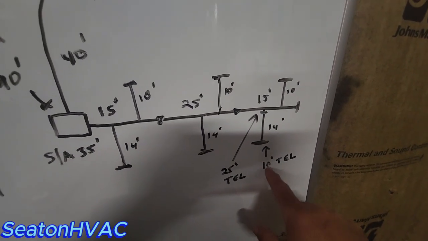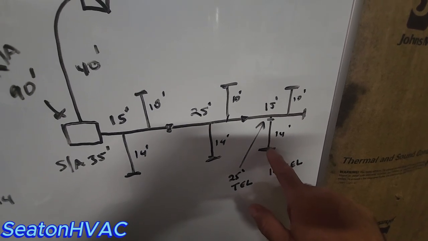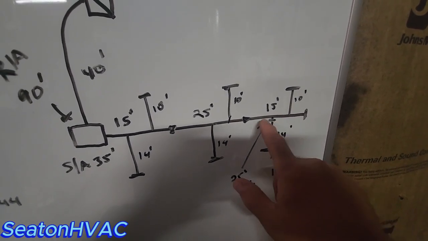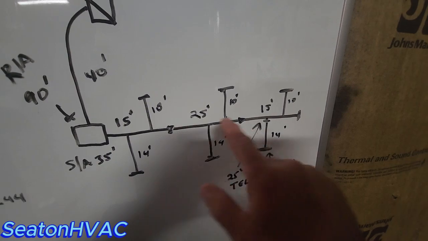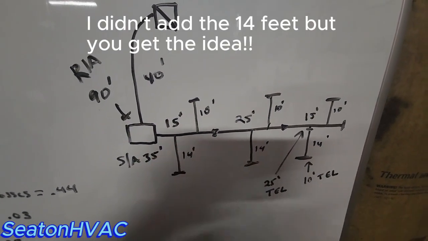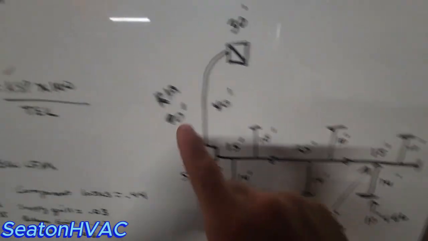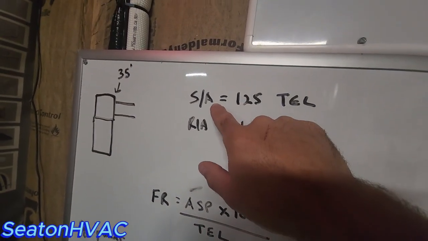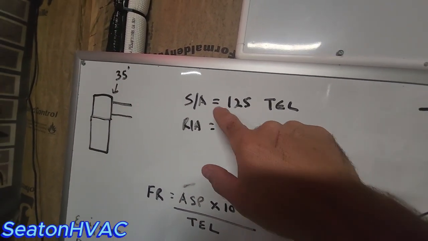Does that make sense? So each fitting has a total equivalent length. So your boot, your takeoff, your straight trunk run, that's basic feet, and then whatever you're losing to your fittings here by your equipment. So that adds up to 125 total equivalent length on your supply air.